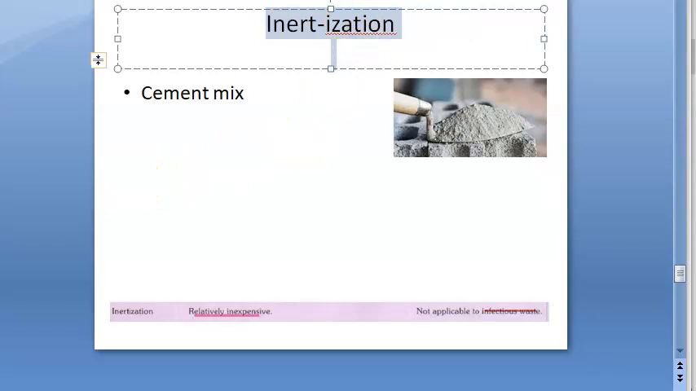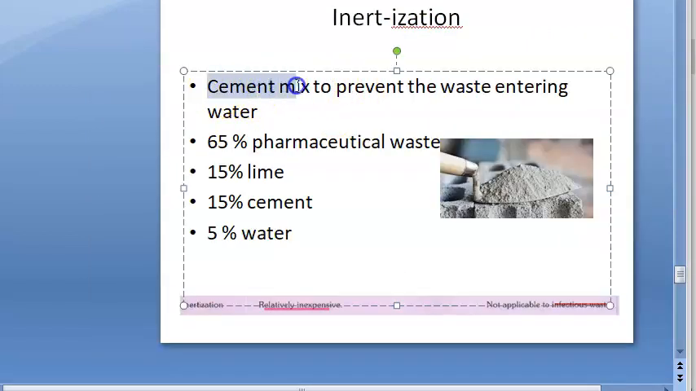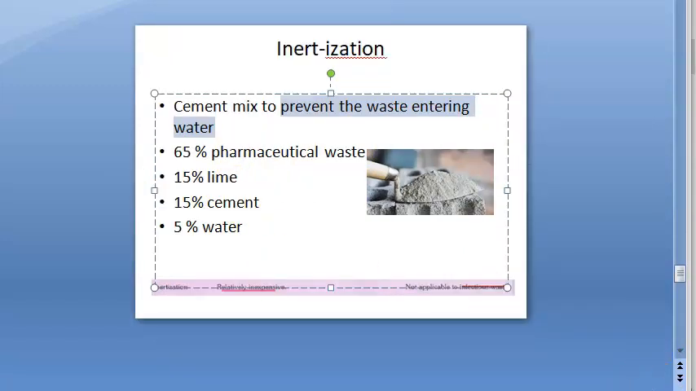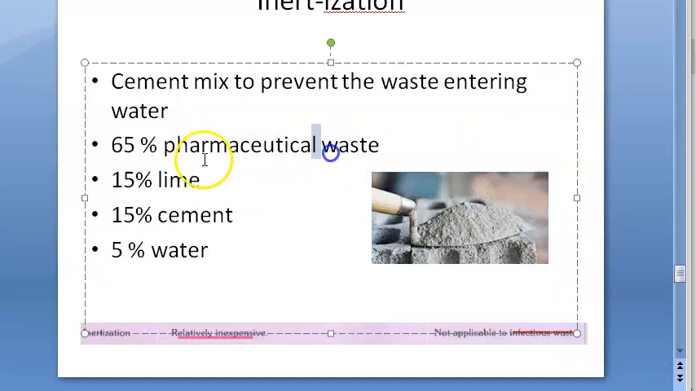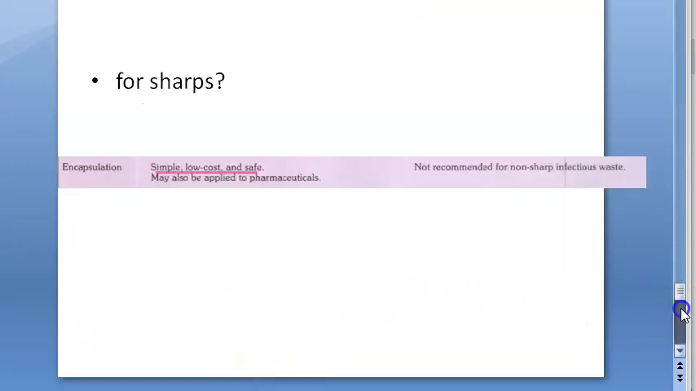Now lastly, coming to inertization. So basically, you will take toxic substances and mix them with cement, etc. to prevent the waste from entering water. You want to keep them locked up in cement so that they don't enter water. So you will take pharmaceutical waste and mix it with lime, cement, and water, create cubes or pellets of it, and then transport it to suitable storage sites. And probably they use it to build something. This is actually inexpensive, they say, but it is not applicable for infectious waste.